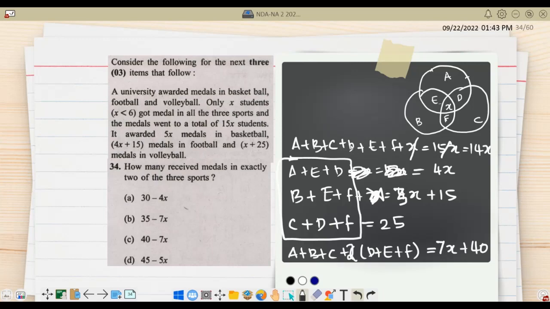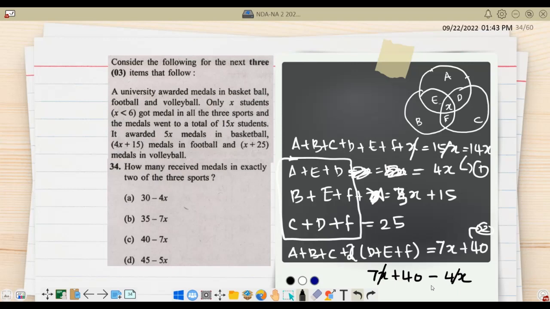Now, actually, we know that A plus B plus C plus D plus E plus F is equal to 14x. Here we have the same thing, except there is an extra D, an extra E, an extra F. So let this be equation 2, let this be equation 1. If we subtract equation 1 from 2, we are going to be left with D plus E plus F, which is going to be 7x plus 40 minus 4x.